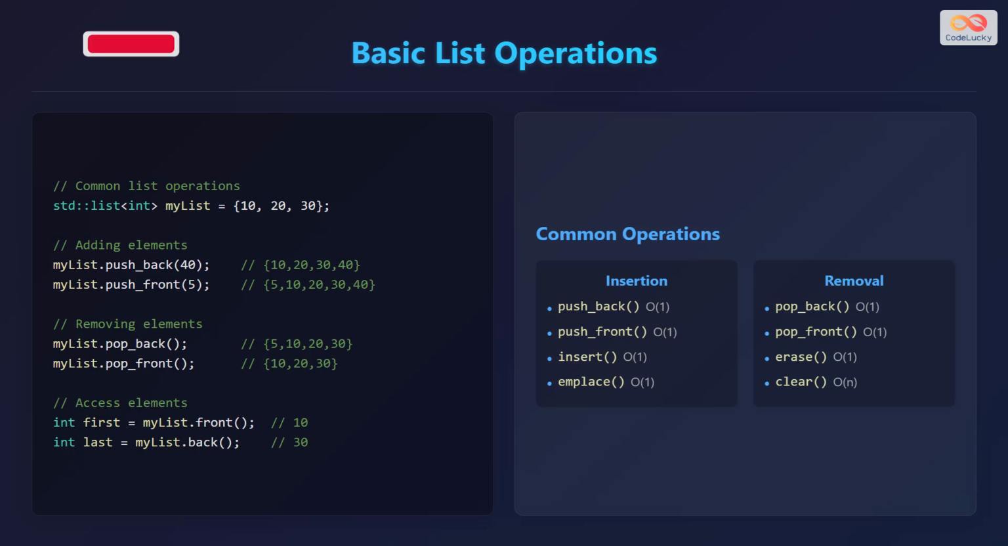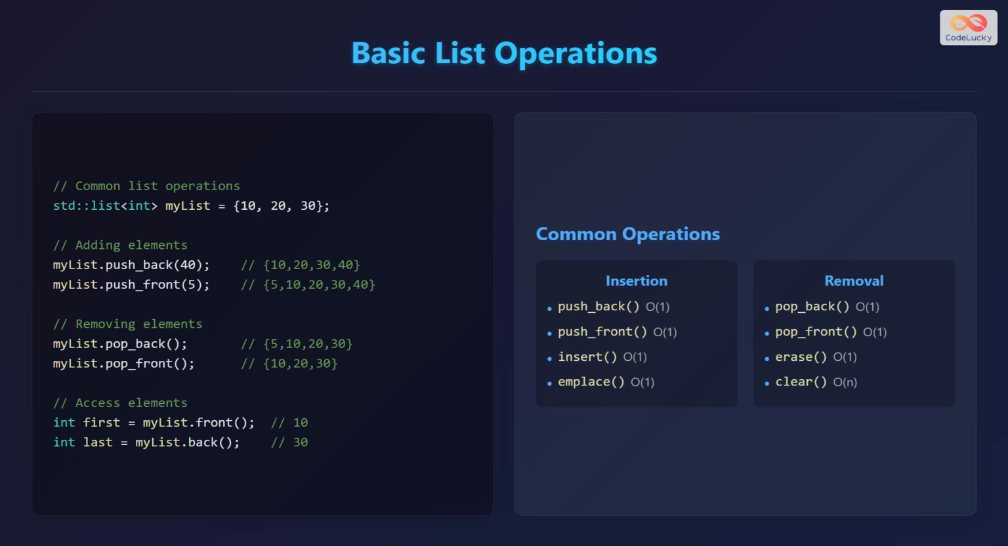To remove elements from the beginning of the list, we use the pop_front function, mylist.pop_front(), resulting in the list containing 10, 20, and 30. To access elements, we can use the front function to get the first element. int first = mylist.front(), which assigns the value 10 to the variable first.